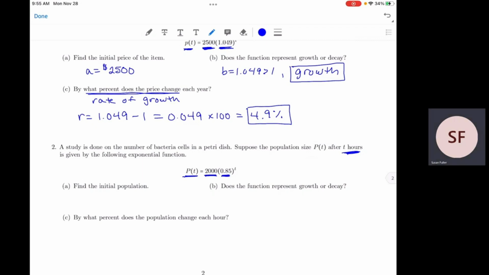All right, so the initial population, we just mentioned that. That's the number of bacteria we started with. That's 2000. Does the function represent growth or decay? To figure that out, we need to look at our B value. The base of our exponential is 0.85. That's less than 1, so we are looking at decay.